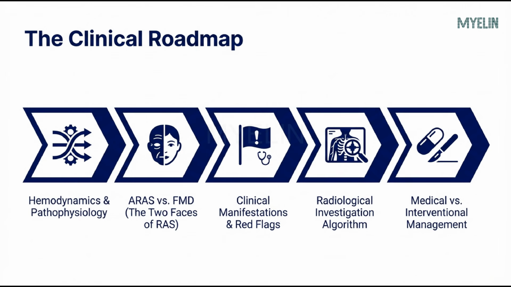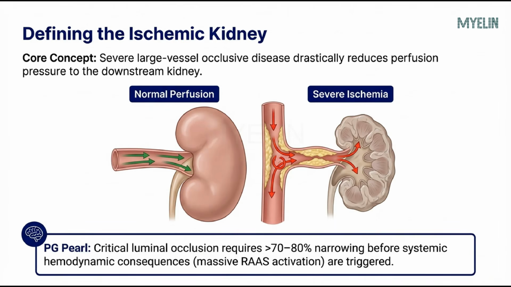Finally, we will tackle the complex decisions surrounding medical versus interventional management. You need to know exactly when to rely on aggressive drug therapy and when a patient requires a balloon angioplasty or a permanent metal stent. Keeping this sequence in mind will help you logically work through any clinical scenario. We begin with the core concept defining the ischemic kidney.